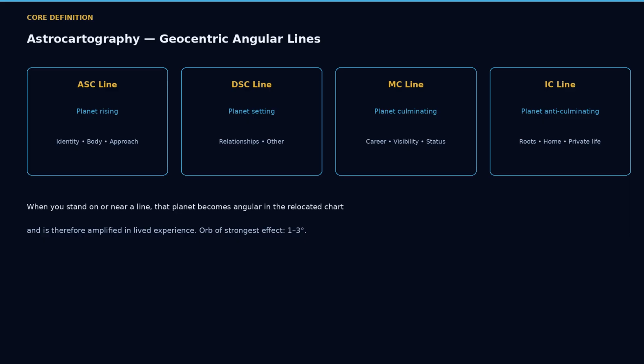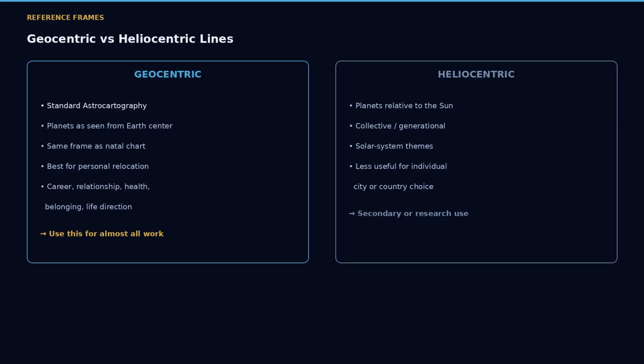Geocentric versus heliocentric. Standard astrocartography is geocentric. It uses the planet's positions as seen from the center of the Earth, the same reference frame as a normal natal chart. Heliocentric lines exist, but answer a different question. They describe the planet's positions relative to the Sun and are more useful for collective, generational, or solar system-wide themes than for personal relocation. For almost all individual work, career, relationship, health, belonging, remain with the geocentric map.